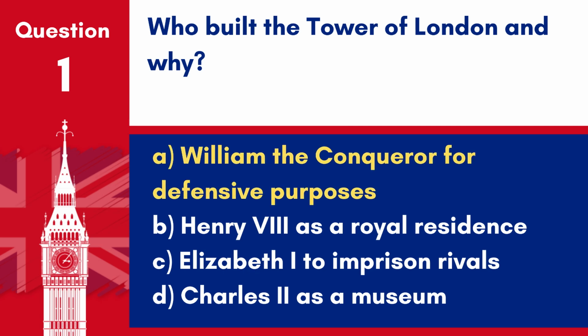Answer. A. William the Conqueror for defensive purposes. The Tower of London was built by William the Conqueror in 1066 as part of the Norman conquest of England to demonstrate Norman power and to provide a base for controlling the local population.